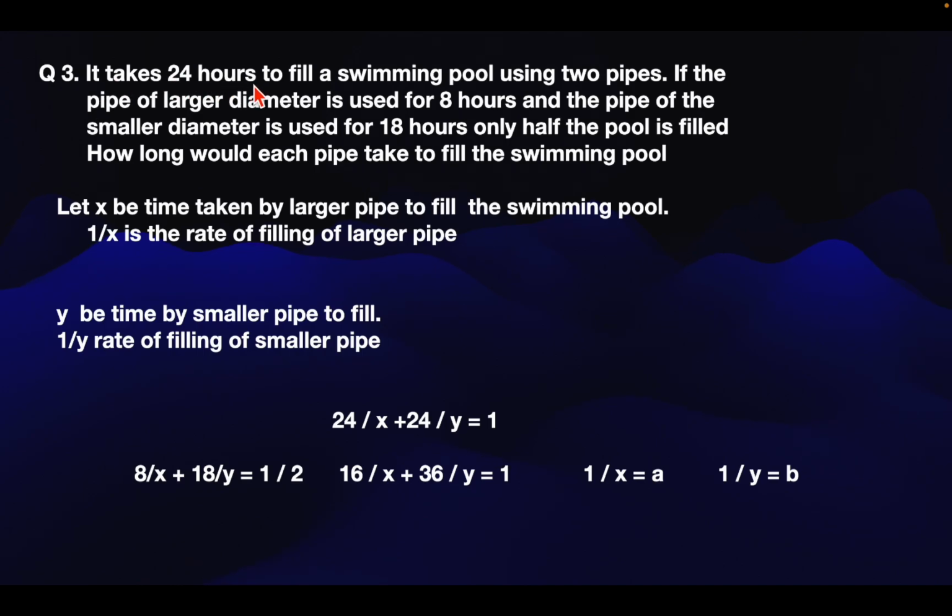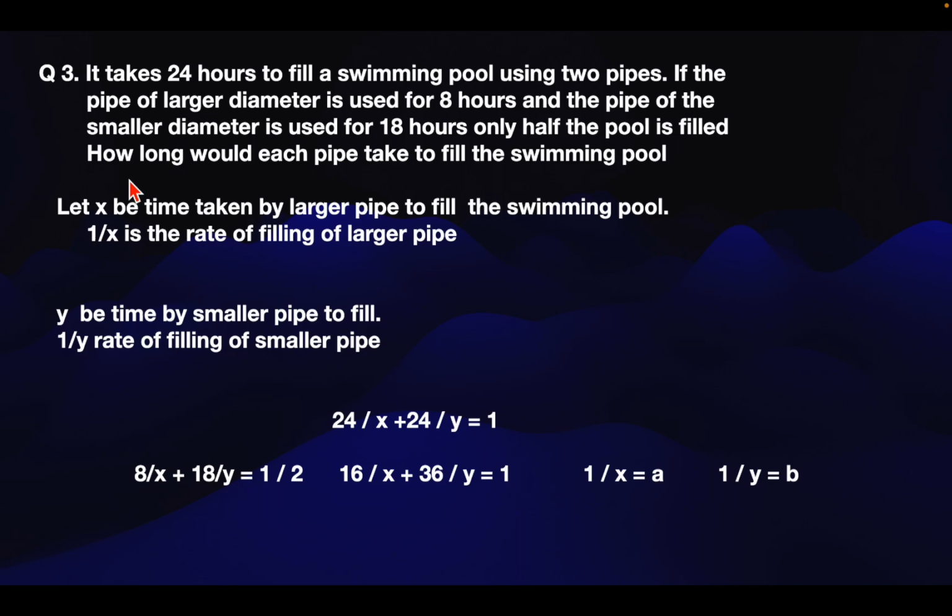It takes 24 hours to fill a swimming pool using 2 pipes. If the pipe of larger diameter is used for 8 hours and the pipe of smaller diameter is used for 18 hours only, half the pool is filled. How long would each pipe take to fill the swimming pool?